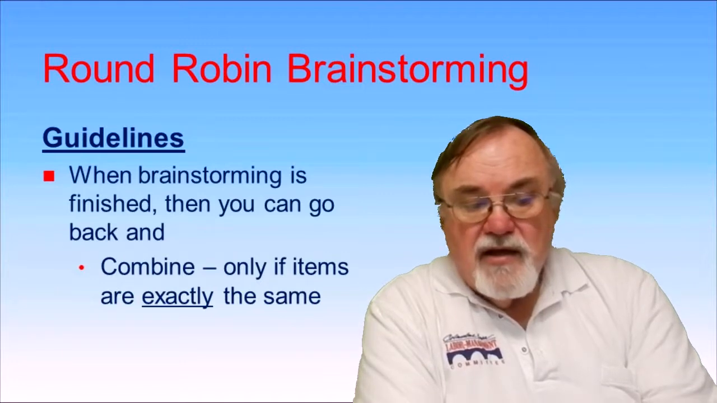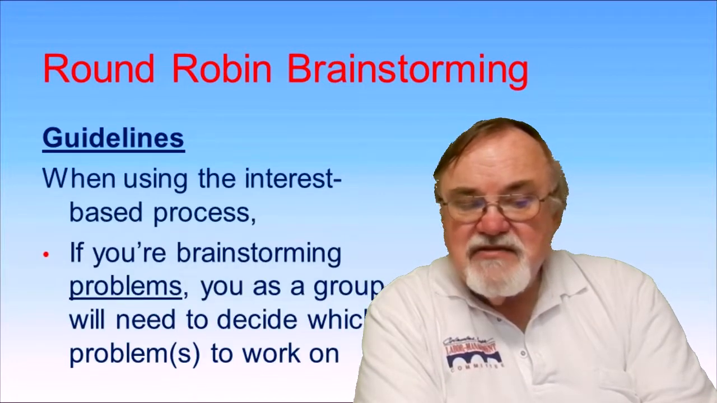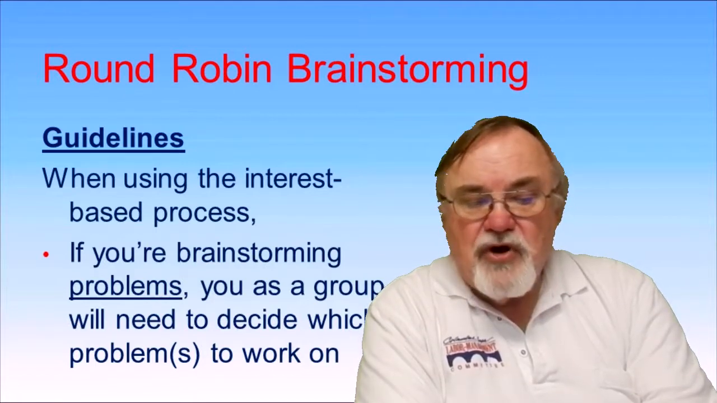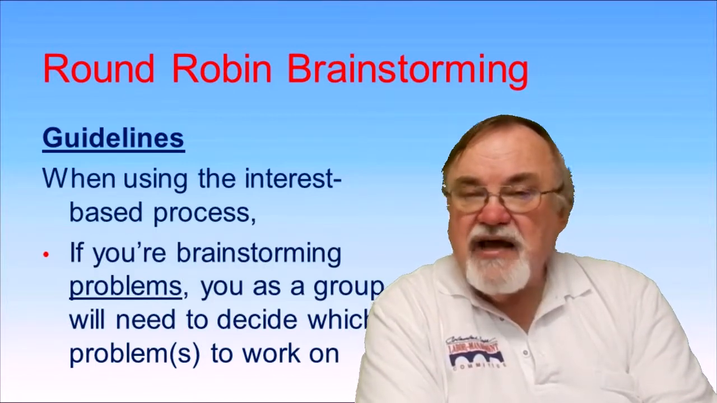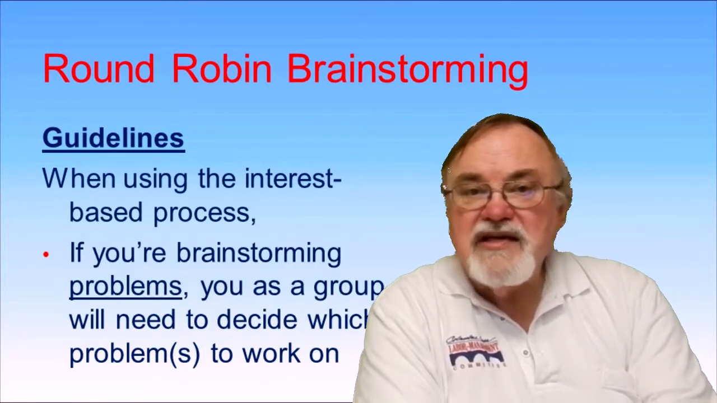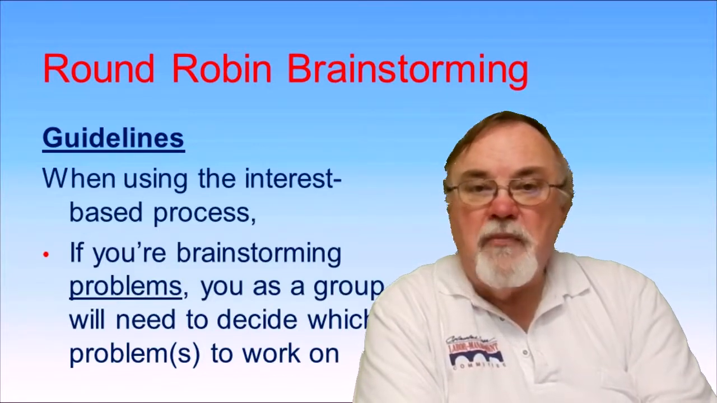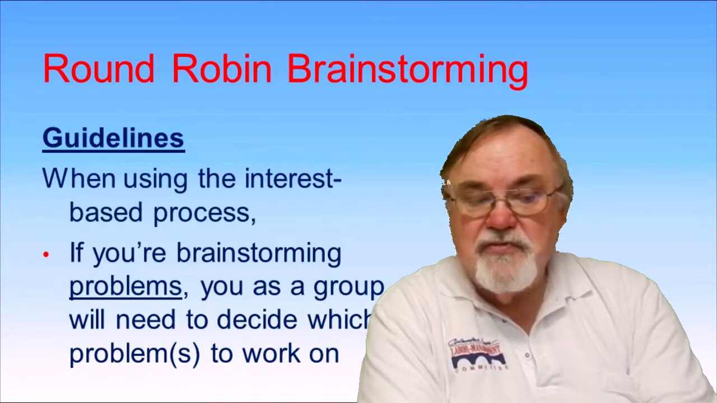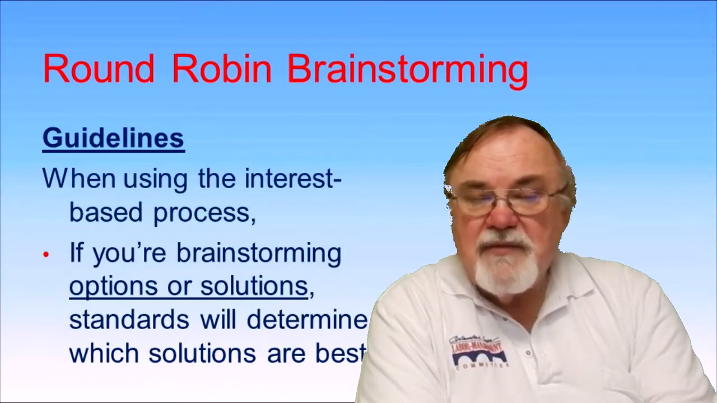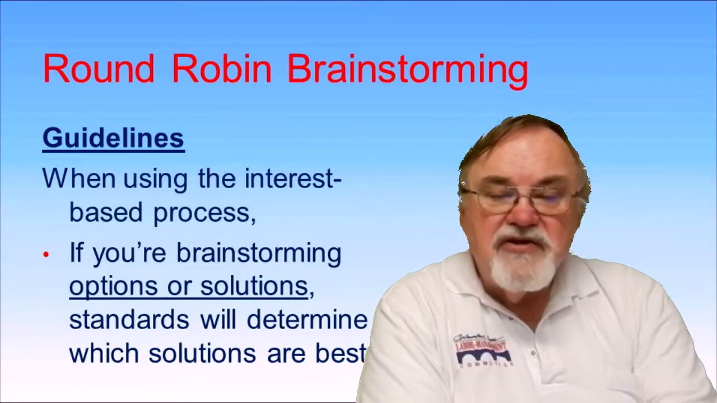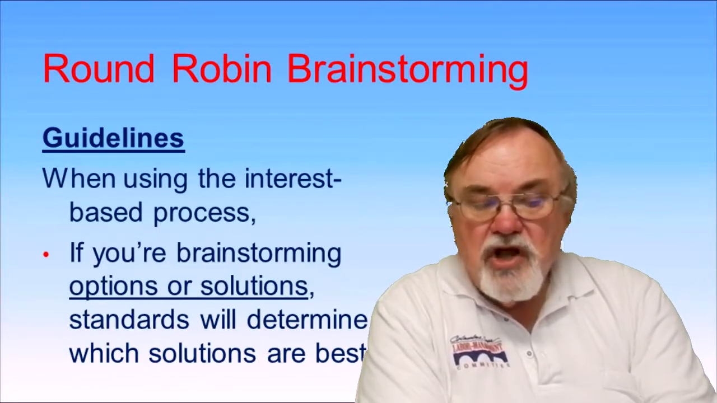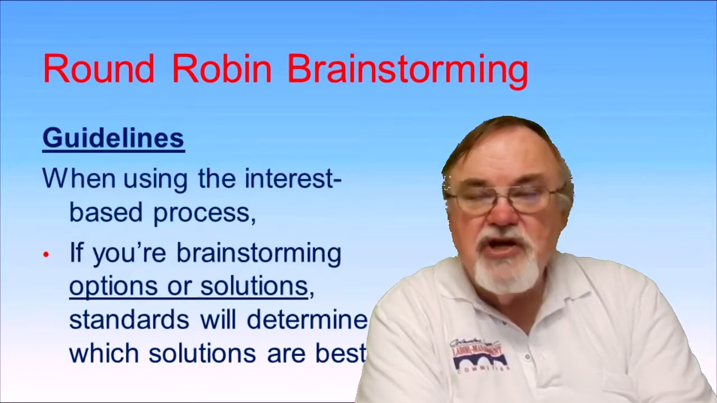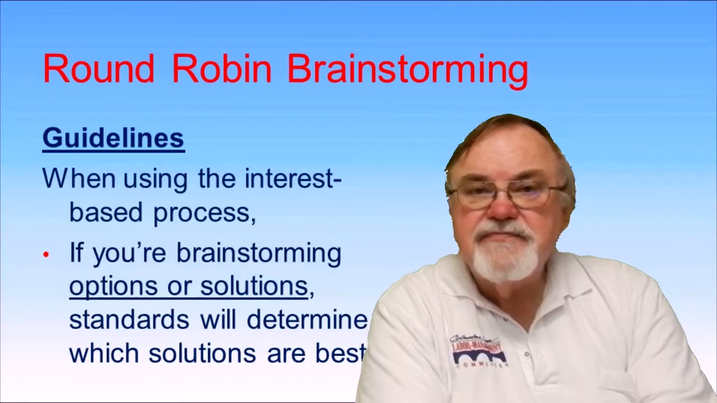When we use the interest-based process, and we use brainstorming during the interest-based process, if we're brainstorming problems, you can work as a group to decide which problems you want to work on. Come to consensus within your group, how many problems you want to do, which ones you want to start with, and then you can move on through the process. If you're brainstorming options or solutions, your standards that you'll develop later on will help you determine which solutions are best, so don't debate those options during the brainstorming process.